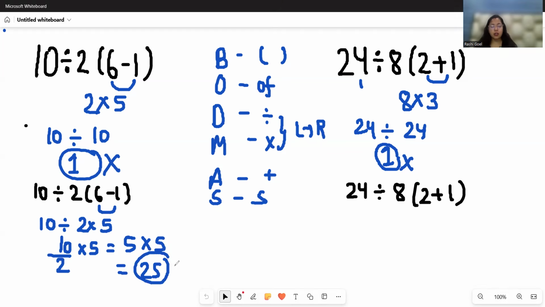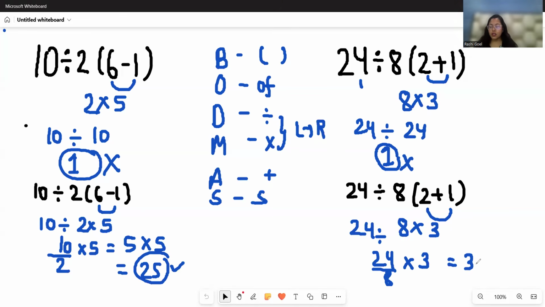So what is the correct answer? 25. Similarly here, first 2 plus 1 is 3, 8 multiplied by 3, and here 24 divided. So first we have to divide, because we have to solve it from left to right. So 24 divided by 8 is 3, and 3 times 3 is 9. So what is the correct answer? 9. I hope it's clear and you find it useful.